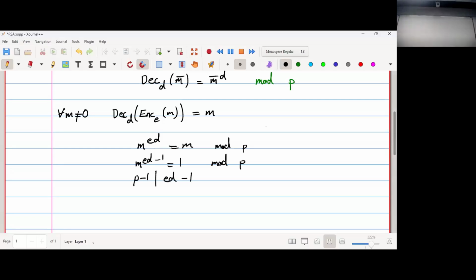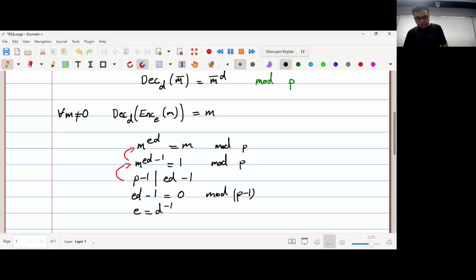So look, I'm not saying it's necessary. I'm only saying this is sufficient for that one. Right? So it might be that you find some E and D that satisfy this one, but not this one. So what I'm claiming here is that if P minus 1 divides ED minus 1, then I have this condition. And if I have this condition, then I can multiply both sides by M, and I will have this. Okay. But then this means that ED minus 1 is 0 modulo P minus 1, which means that E is the inverse of D, because ED would be 1 modulo P minus 1.